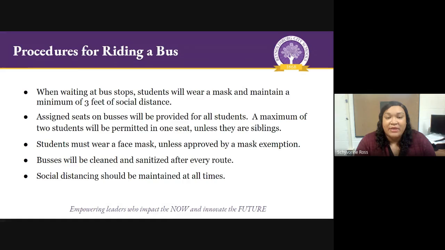When waiting at bus stops, students will wear a mask and maintain a minimum of 3 feet of social distance. Assigned seats on buses will be provided for all students. A maximum of 2 students will be permitted in one seat unless they are siblings. Students must wear a face mask unless approved by a mask exemption. Buses will be cleaned and sanitized after every route, and social distancing should be maintained at all times.